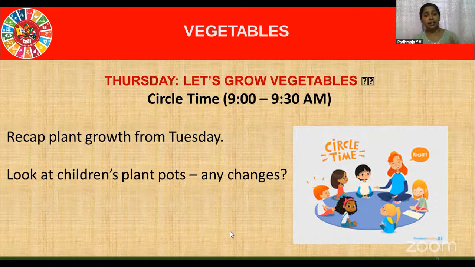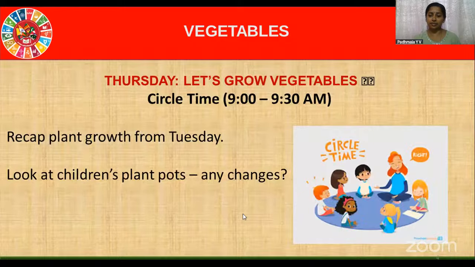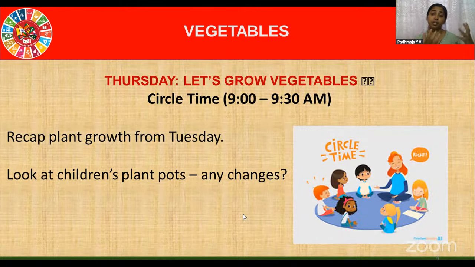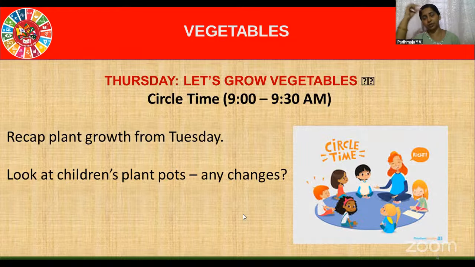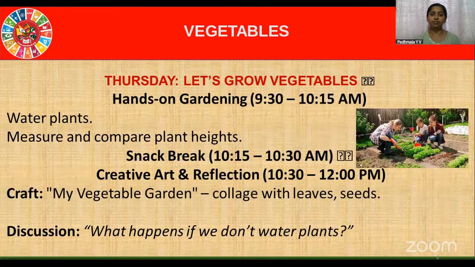All these can be discussed in the circle time. For this, the teacher can be ready with their plants that have already been grown in the garden and can explain how they have grown day by day. Then hands-on gardening. Water the plants. Measure and compare the plant height.